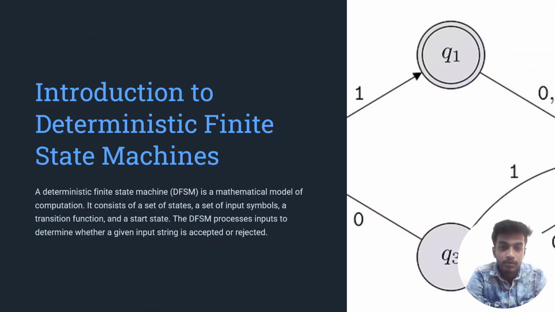Next, we are going to learn about the introduction to deterministic finite state machines. A deterministic finite state machine is a mathematical model of computation. It consists of a set of states, a set of input symbols, a set of transition functions and a start state. The DFSM reads inputs to determine whether the given input string is accepted or rejected.